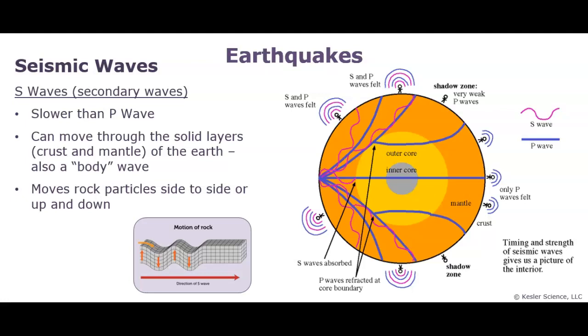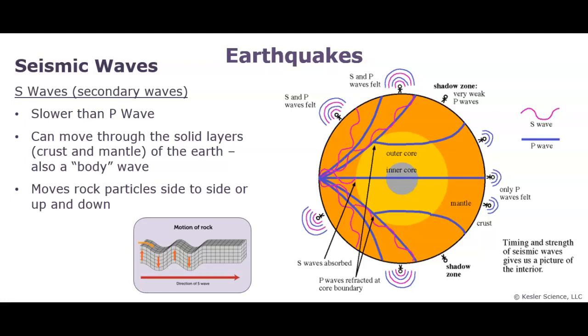They are able to move through solid layers of the earth. So they can move through the crust. They can also move through the mantle, because the mantle is not completely liquefied. It is kind of a plasticky, stretchy type of solid. So it can move through both of those layers. It cannot move through the outer core. The outer core, again, is liquid, and so S waves are not able to continue their vibration or their movement of energy through the outer core.